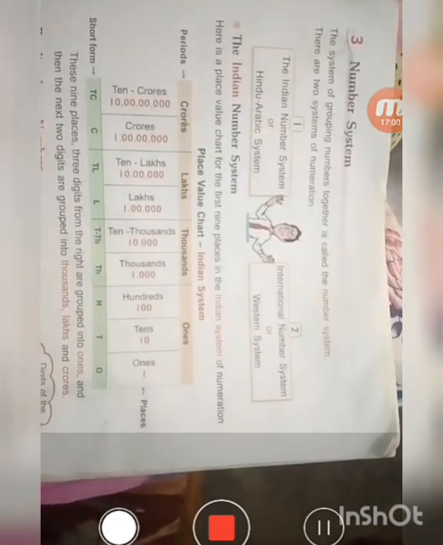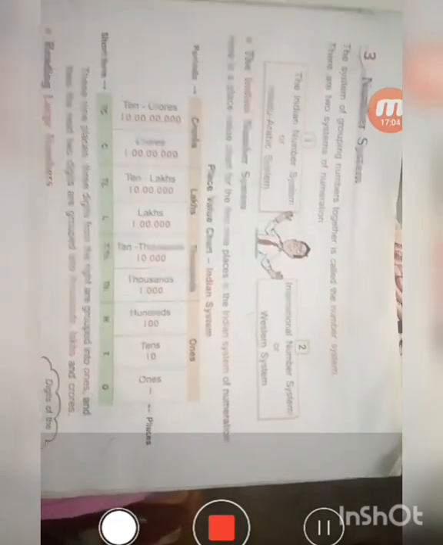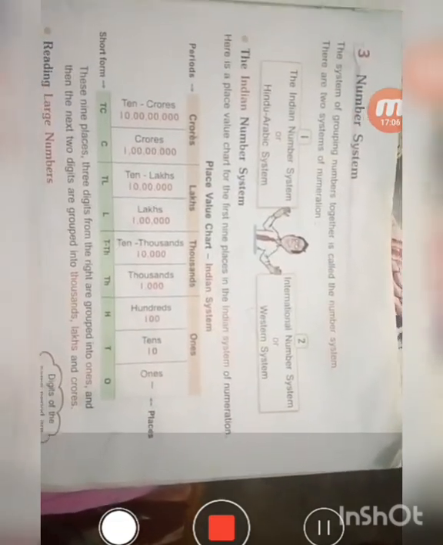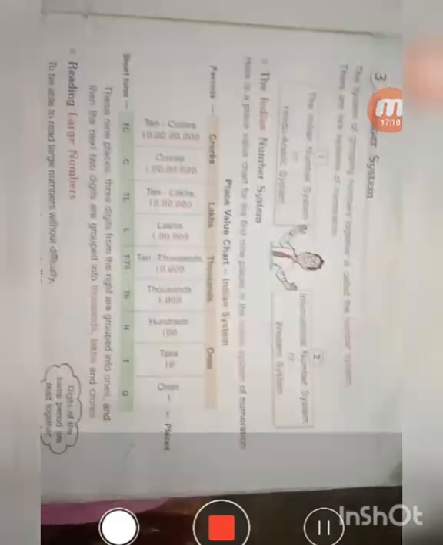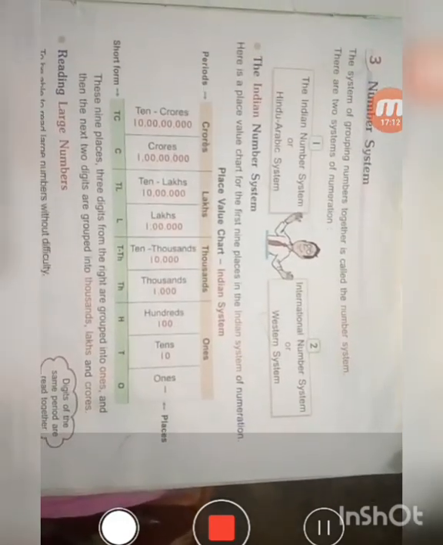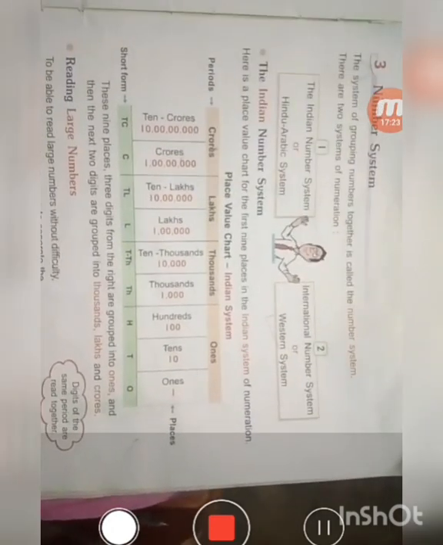In ones there is no zero, in tens there will be 1 zero, in hundreds there will be 2 zeros, in thousands there will be 3 zeros, in 10,000 there will be 4 zeros, in lakhs it will become 5, crore 6 zeros, crore 7 zeros, and in 10 crores there will be 8 zeros. So you should know whenever I ask you how many zeros are there in 10 lakhs, in thousands, in hundreds. Okay.